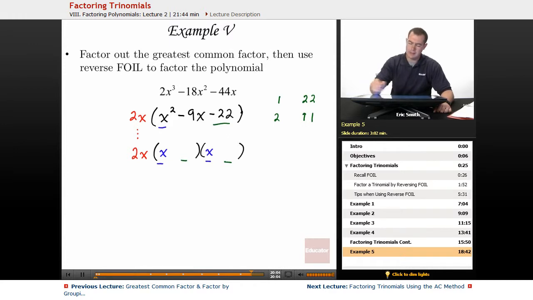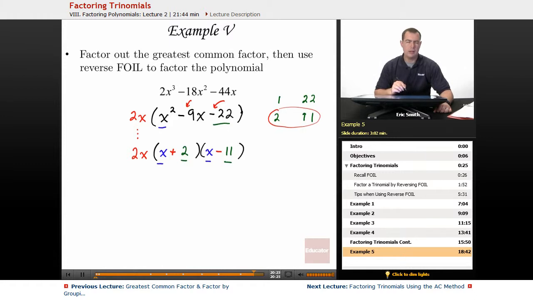All right, since the last one is negative and my middle term is negative, I know that these will be different in sign. All right, so let's take the 2 and 11 off of our list. Those are the ones we need. A negative 11 and a positive 2.